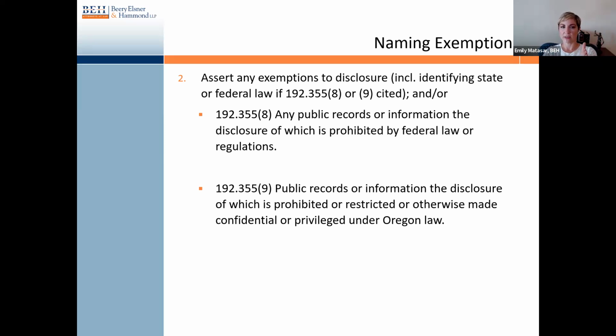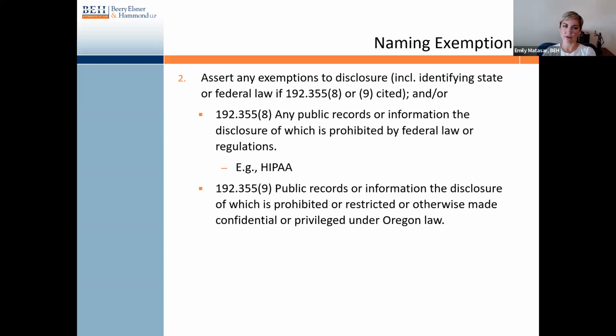Public records or information, the disclosure of which is prohibited by federal law or regulations. And the best example here is HIPAA. So if the public body is a covered entity and HIPAA applies, and you receive a public records request and withhold confidential health information from a response based on HIPAA, then in your response, you must cite both the state law here, 192.355 sub 8, that is the catch-all that allows you to use HIPAA, and then you also must cite the relevant HIPAA statute that you relied on.